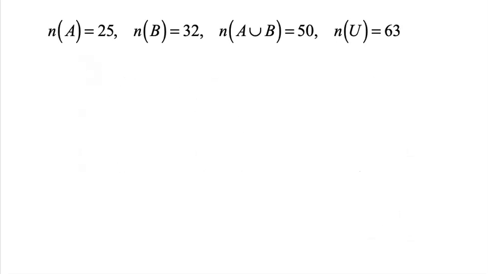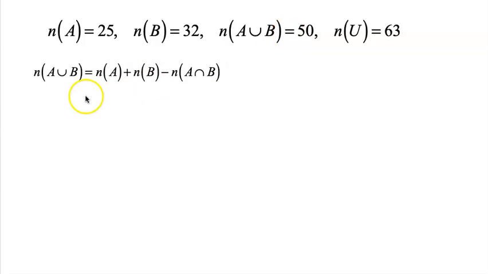Okay, this time I'm going to actually give you the numbers for A, B, A union B, and U, and our goal is to construct a Venn diagram. But to do that, I need to find A intersect B, and here is the rule that we need to remember. The number of items in A union B, add up the number of items in A plus the number of items in B minus the overlap, because the overlap's been counted twice. So number in A plus number in B minus the number of A intersect B.